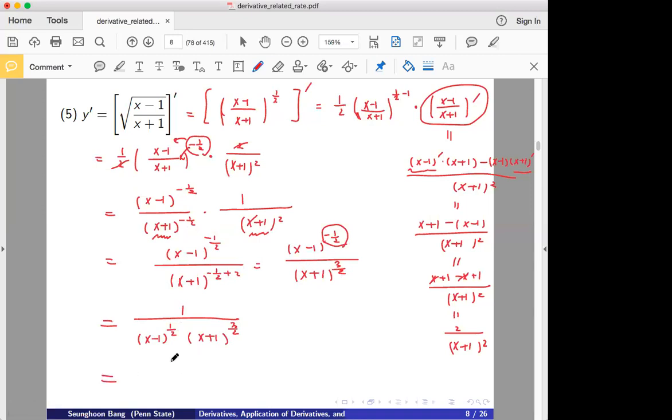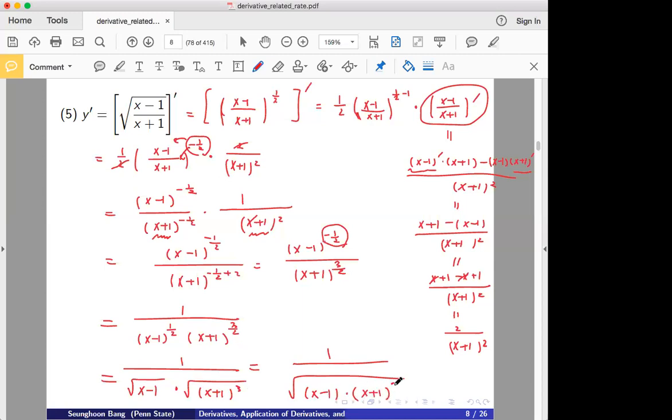So change back to radical form. The first one is the square root of (x minus 1) times the square root of (x plus 1) cubed. This is the answer. One more, combining the square root: this is the square root of (x minus 1) times (x plus 1) cubed. So that's it. This is the whole idea for solving number 5.